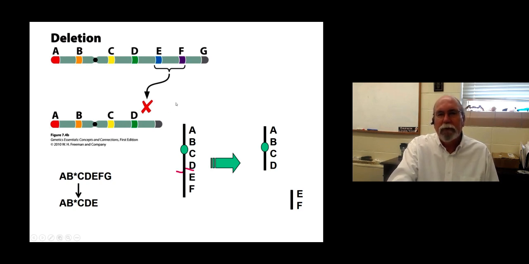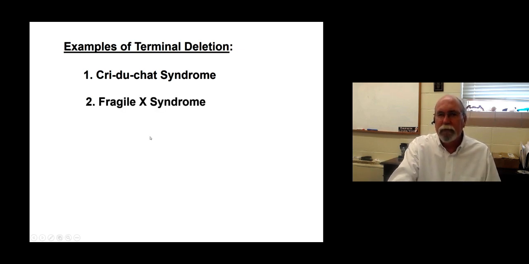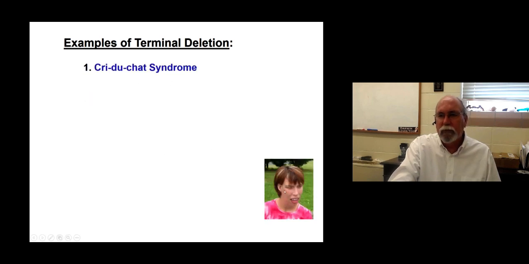Thought I'd give just a couple of examples of these. One we would call Cri-du-chat syndrome, one of the more notable types of deletion, at least a terminal type of deletion. And the second one is a very common one known as Fragile X syndrome, which is a loss of part of the X chromosome. So within Cri-du-chat syndrome, you get these individuals with very characteristic facial features.